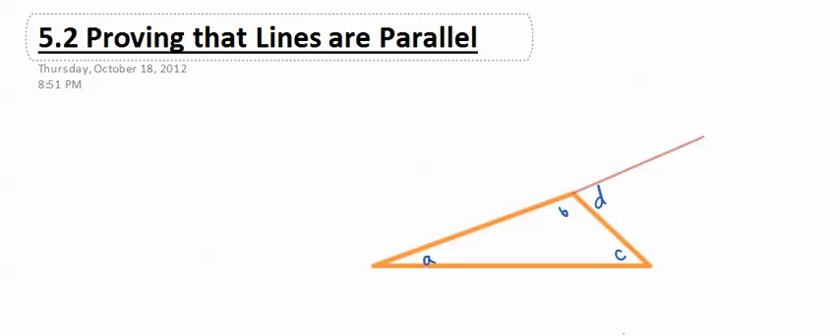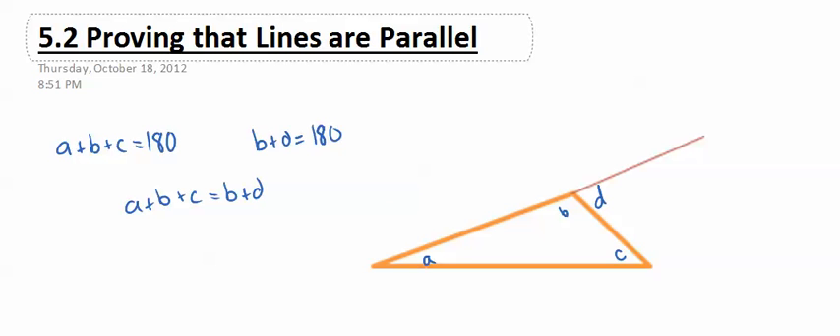There are a couple things we can conclude from this diagram by itself. We can conclude that A plus B plus C will equal 180 degrees, since there are 180 degrees in a triangle. We can also conclude that angle B plus angle D equals 180 degrees, since B and D are supplementary. Now, using a simple substitution, I can set A plus B plus C equal to B plus D. From there, if I subtract B from both sides, you'll notice that they'll cancel out. Therefore, what I have is A plus C equals D.